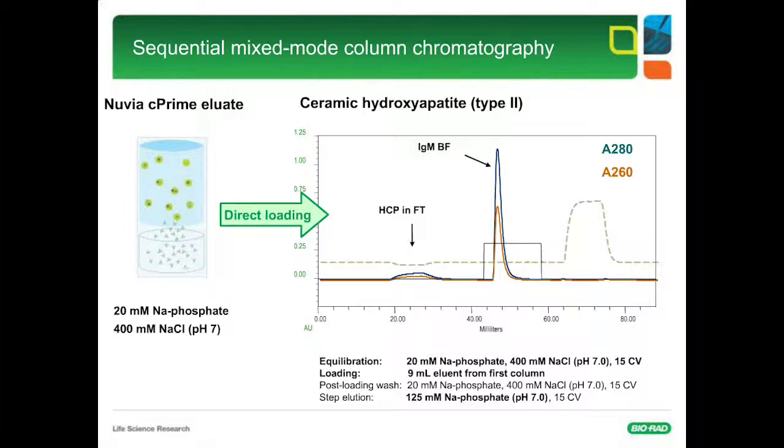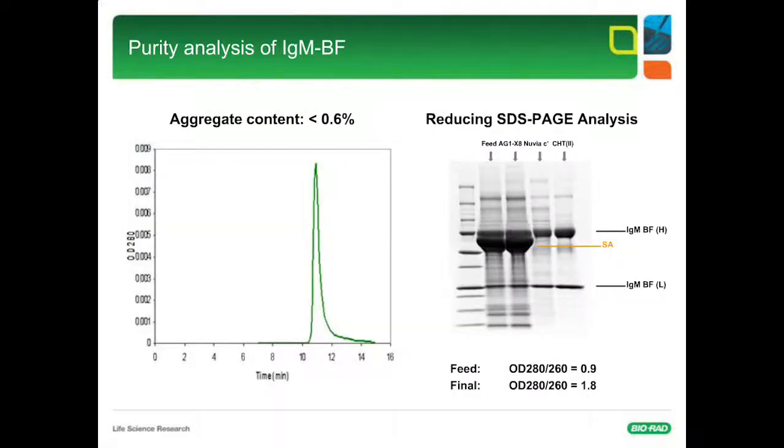Here is the purity analysis. On the left-hand side, this is the HPLC SEC analysis. It shows you that the aggregate content in the final preparation is less than 0.6%. You can compare this with the material purified from the previous protocol. It doesn't show up on the screen. The HPLC color is too light, I'm sorry.